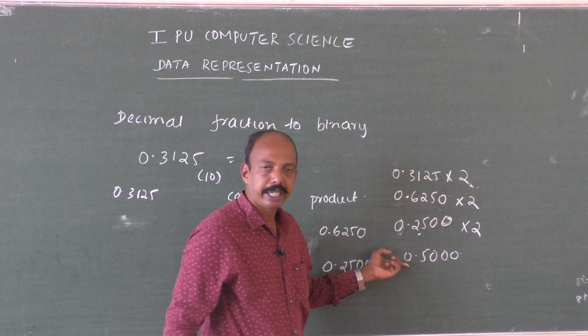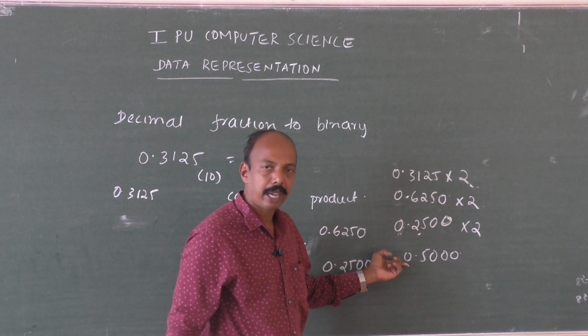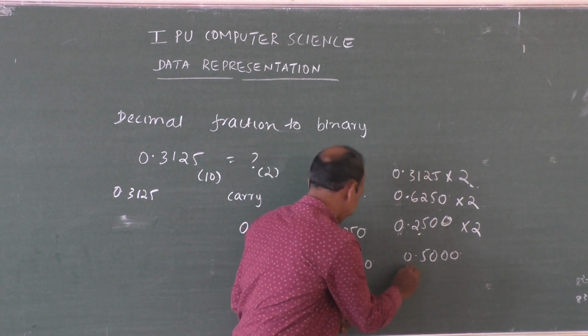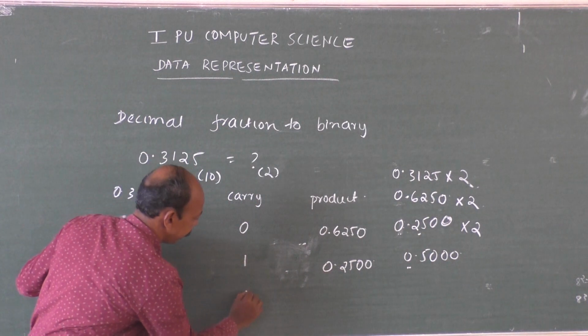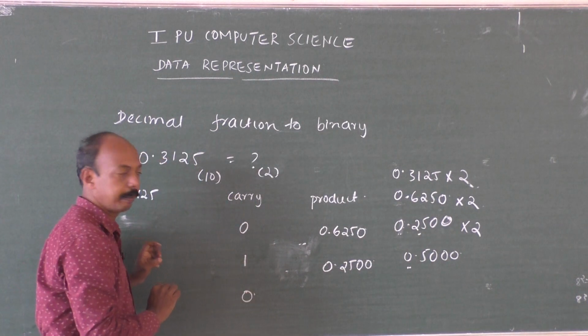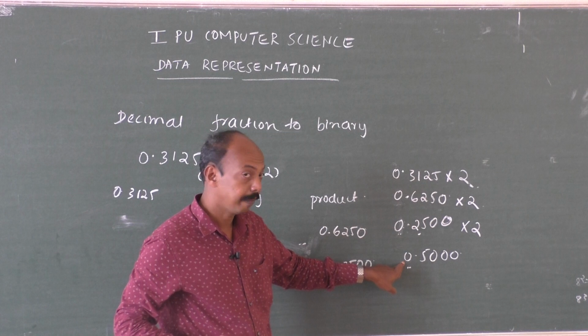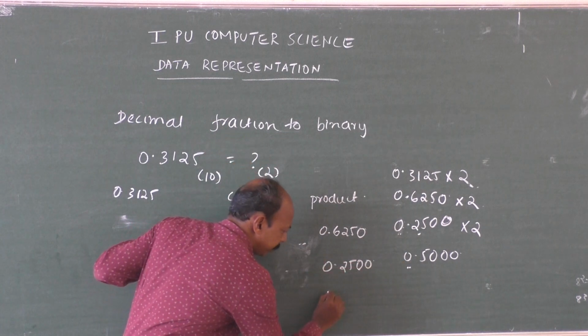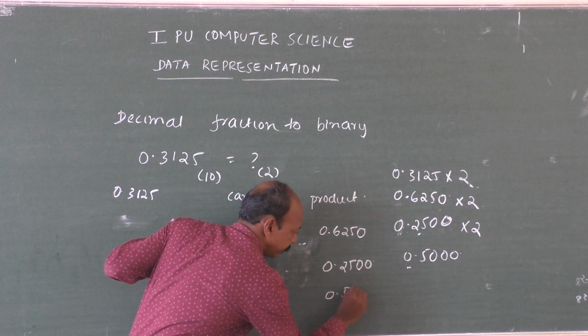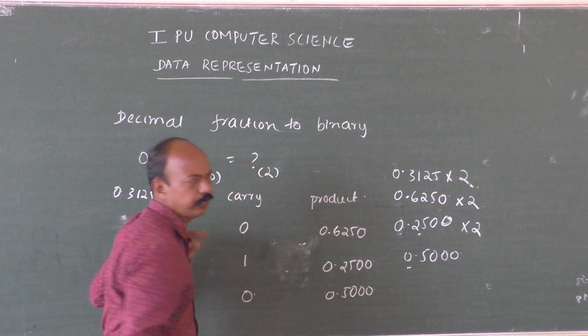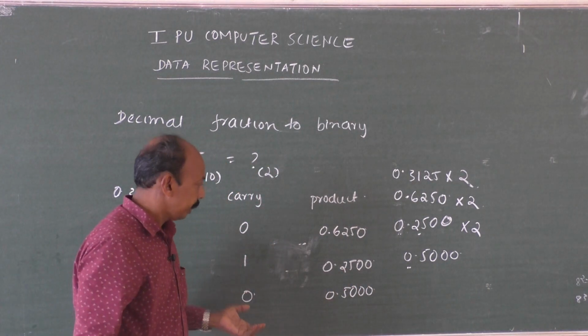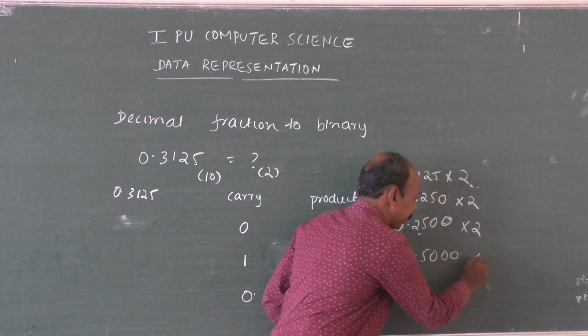Do we have 1 here or 0? We have 0. So what we need to write in this step? We have to write 0 because there is no carry. Here it is the same, 0.5000 or 0.5. Next step, once again multiply by 2.